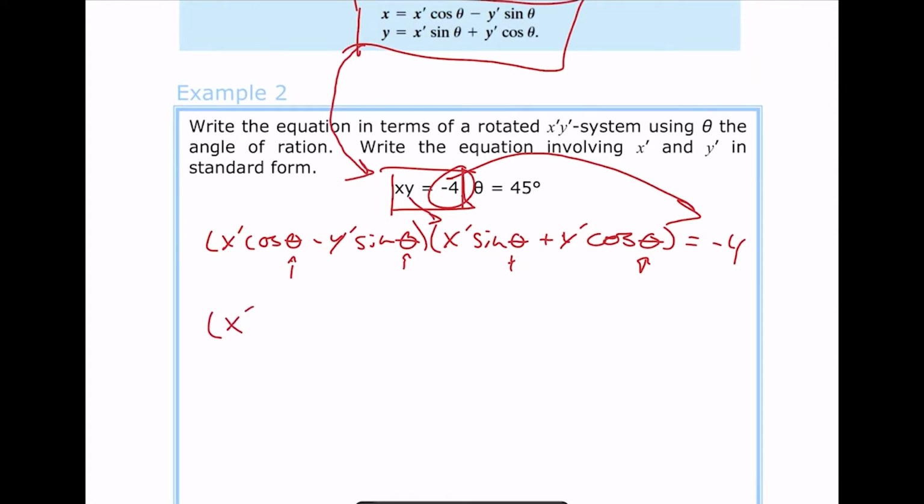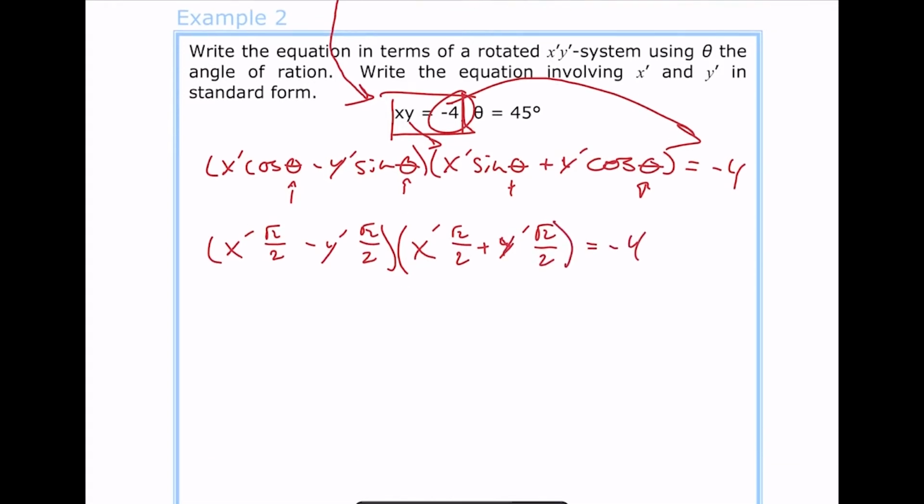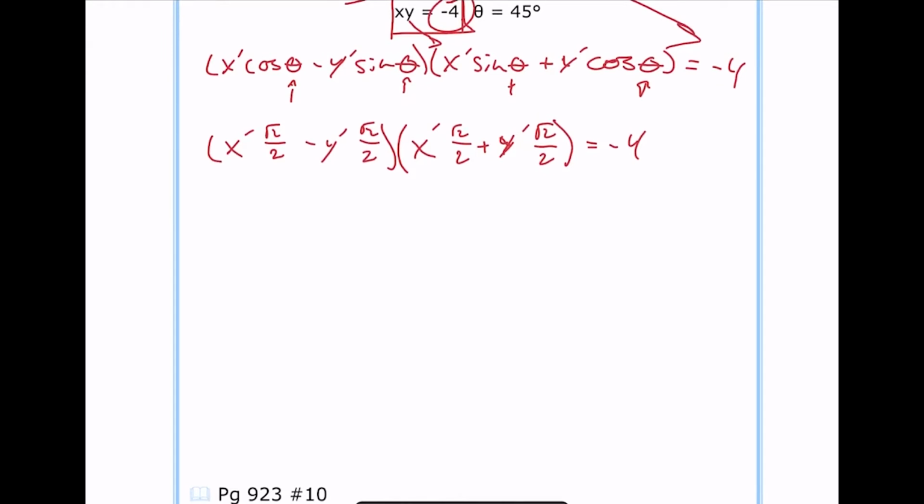I'm going to go ahead and do the trig right away. So I've got x prime times cosine of 45 degrees, which is √2/2, minus y prime, the sine of 45 degrees is also √2/2, times x prime √2/2 plus y prime √2/2, still equal to -4. I'm going to factor a √2/2 out of my first set of parentheses, and I'm going to factor a √2/2 out of my second set of parentheses.